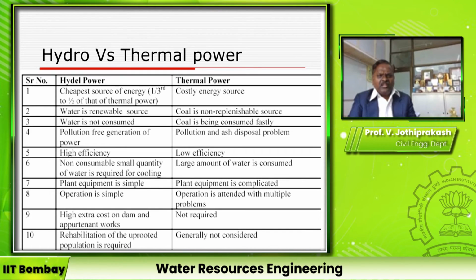Hydropower plants use a non-consumable quantity of water, whereas a thermal power plant needs a large amount of water for cooling. And in hydropower, the plant equipment is simple, whereas in thermal it is complicated. And in hydropower, the operation is very simple. Just start the turbine, stop the turbine. In a few minutes, you can start and shut down.